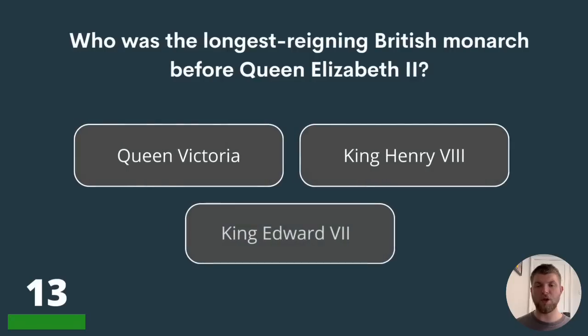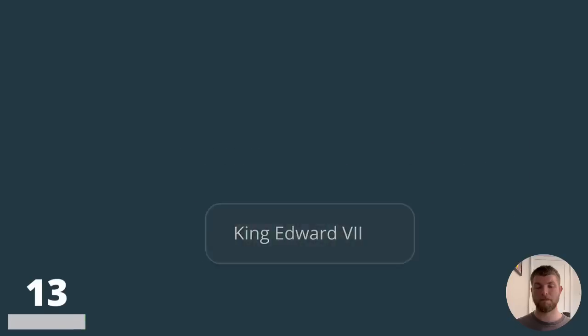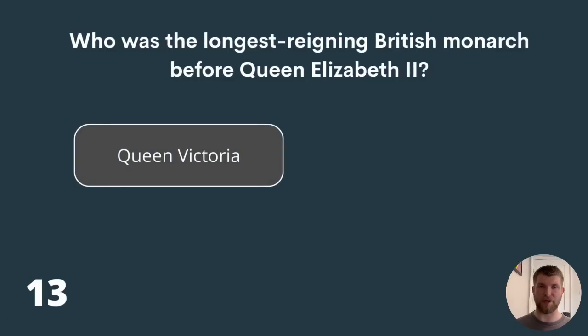13. Who was the longest reigning British monarch before Queen Elizabeth II? Queen Victoria, King Henry VIII, or King Edward VII? The answer is Queen Victoria.